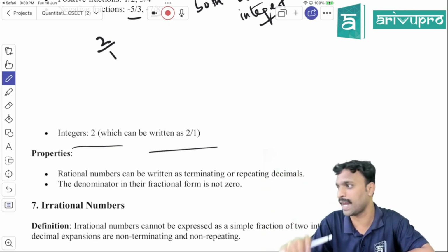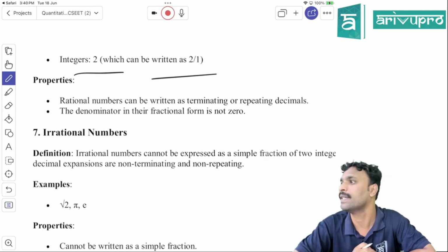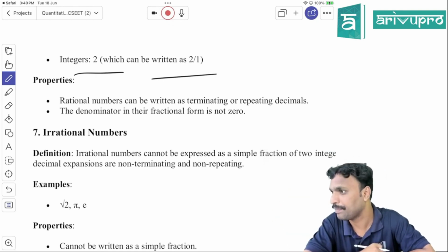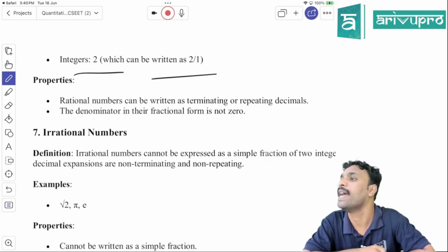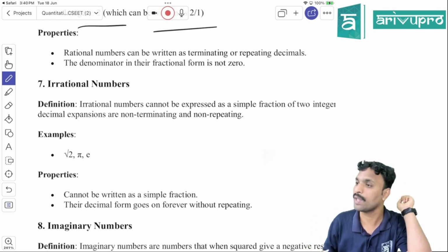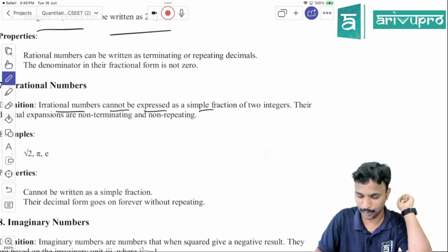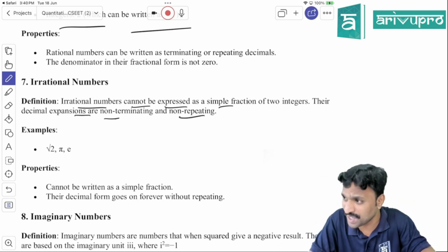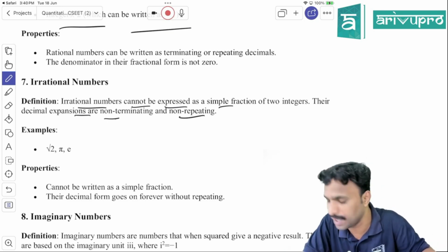Integer by integer is rational only, but pi is an irrational number, as it is what? Non-repeating decimal. It is non-repeating, non-terminating decimal. So definitely it is an irrational number. What is irrational? Irrational numbers cannot be expressed as a simple fraction of two integers. Their decimal expansions are non-terminating and non-repeating. If it is terminating, or if it is recurring or repeating, then it is a rational number.